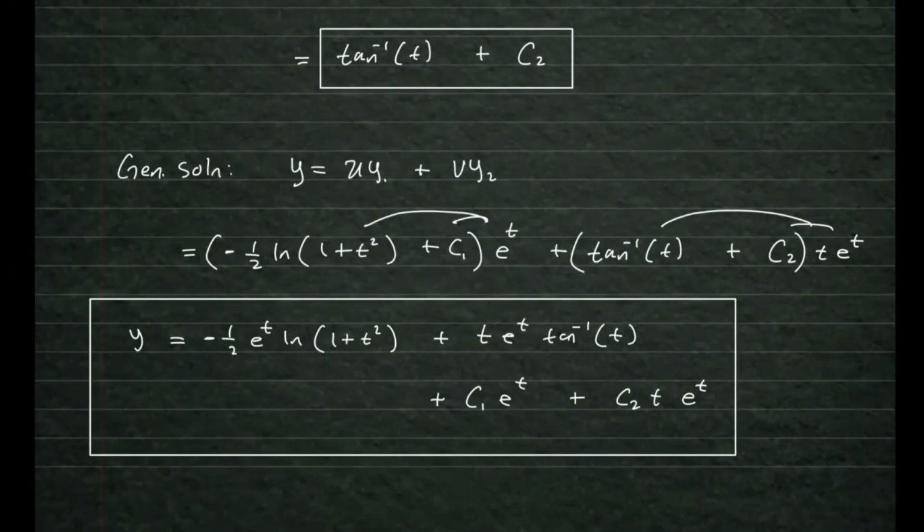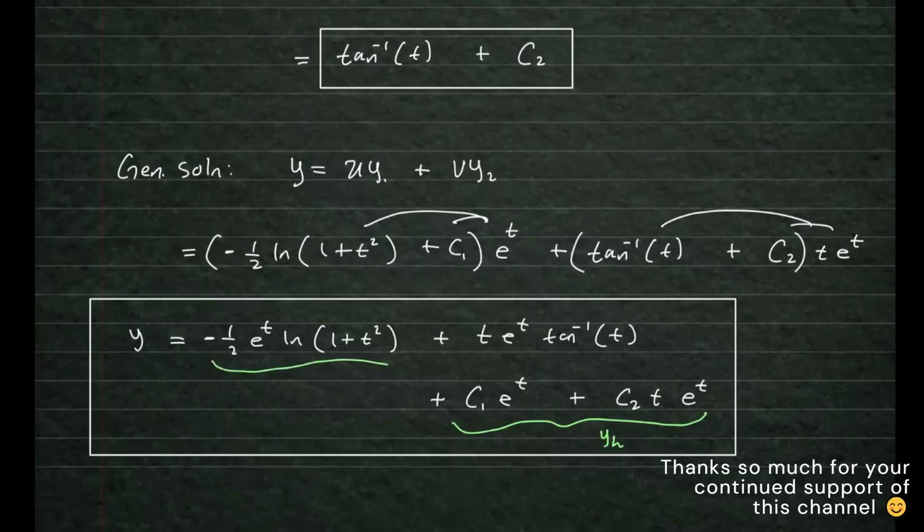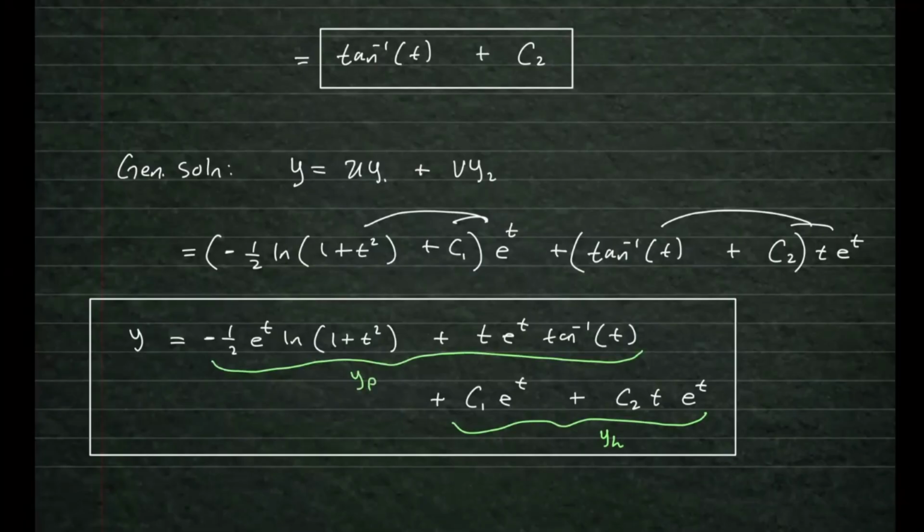Just to emphasize a little more about this solution, this is what we call y sub h, the homogeneous solution. And the remaining pieces, which are these guys, will be the particular solution. We call it y sub p. I hope this method makes sense. Take care, everyone.